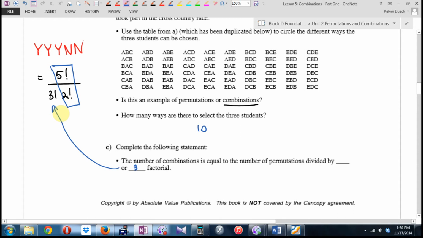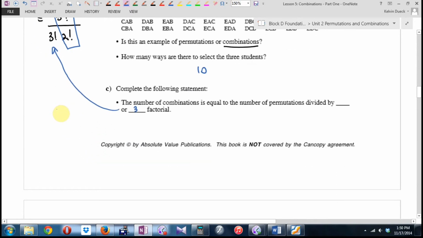So, we have this. Don't write this next bit down. For permutations, if you have n objects and you're picking r at a time, right from your formula sheet, it's n factorial all over n minus r factorial.